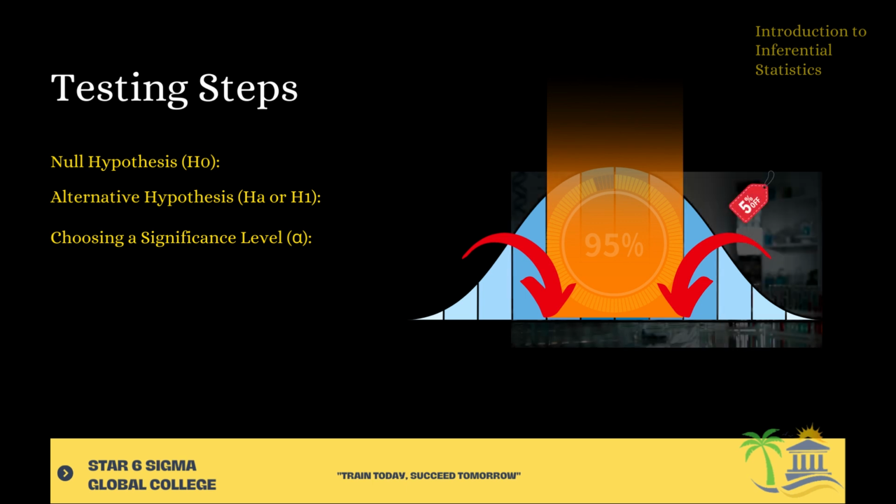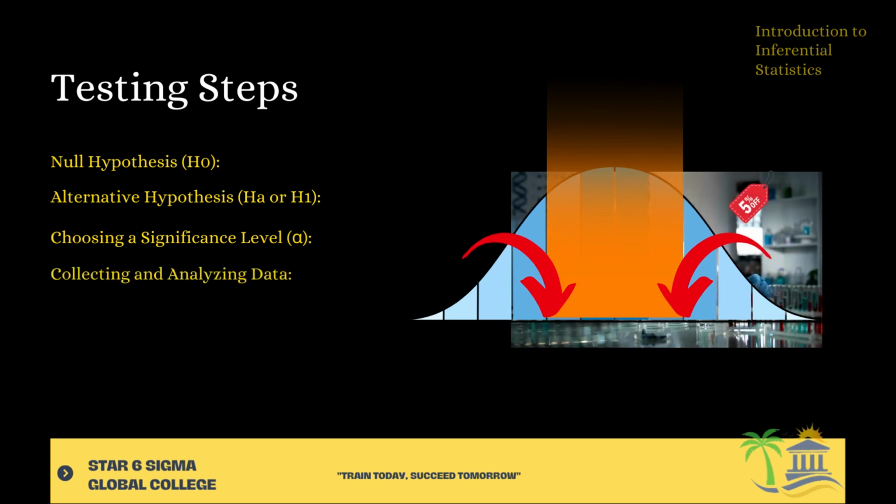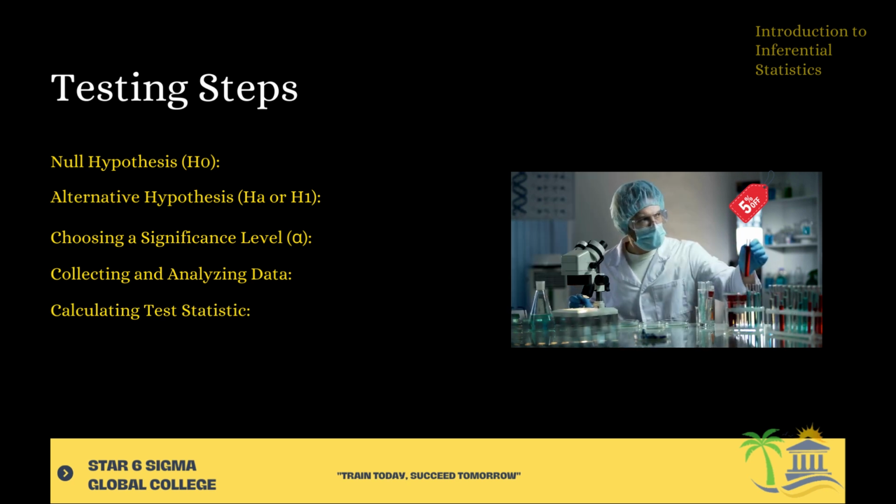Collecting and analyzing data. Gather a sample from the population and collect relevant data. Perform appropriate statistical analysis based on the nature of your data, such as means, proportions, or correlations. Calculating the test statistic. The test statistic quantifies how far your sample result is from what's expected under the null hypothesis. The choice of test statistic depends on the type of data and the hypothesis being tested.